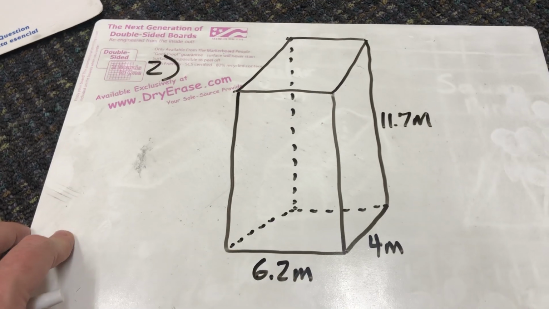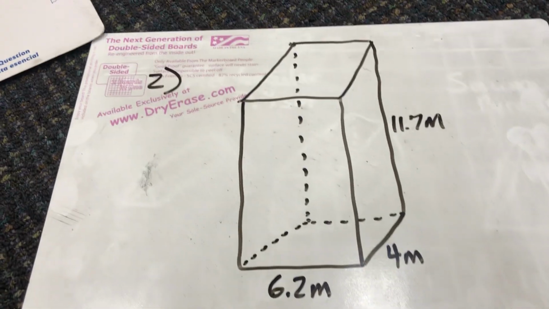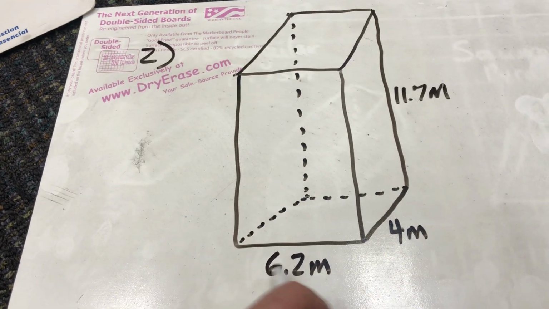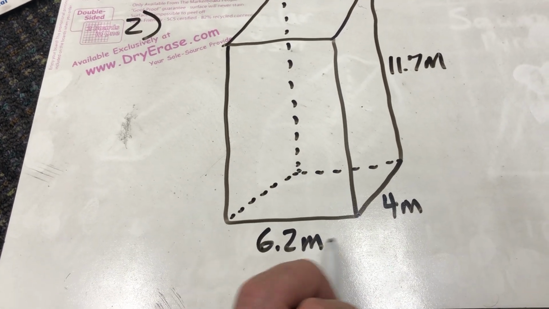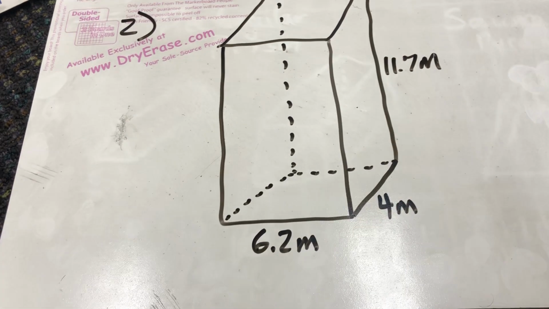All right, well, let's look at another example of a rectangular prism. And so here's one here, but it's the same idea. It may not look exactly the same, a little taller, a little skinnier, 6.2 meters, 4 meters, 11.7 meters.